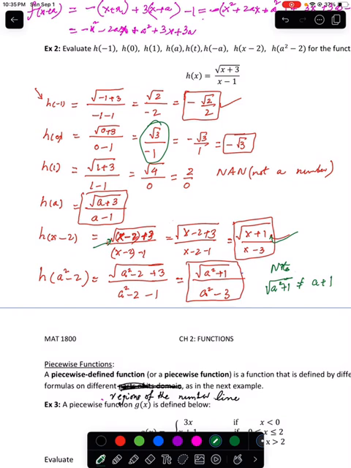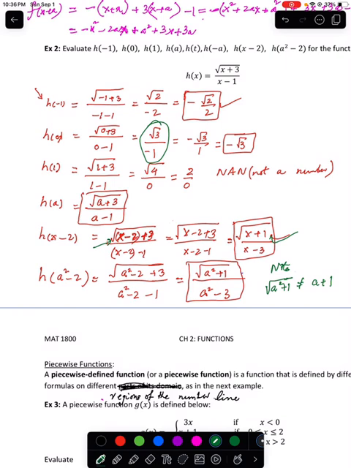Okay, next is the piecewise function. So I already mentioned the piecewise function in the last lecture. So a piecewise function, or a piecewise defined function, or just a piecewise function, is a function that is defined by different formulas on different regions of the number line. So normally when you are asked to graph the function or evaluate the function, normally we have just one function. But in the case of piecewise function, however many pieces of the number line we have, as many functions you will have.